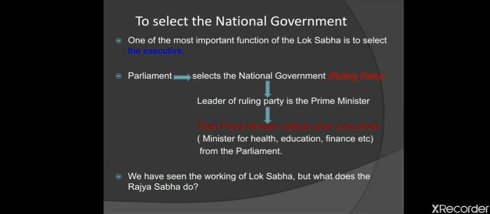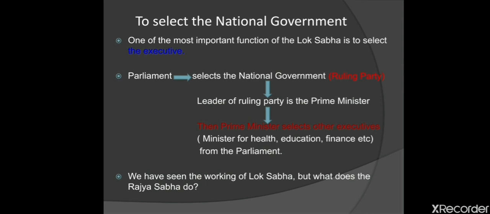One of the most important functions of the Lok Sabha is to select the executive. Now who is an executive? The executive branch is a branch which enforces the laws that the legislature makes. It comprises the president, vice president, prime minister and the council of ministers. They all come under the executive, and you can say this is the most powerful organ of the government.